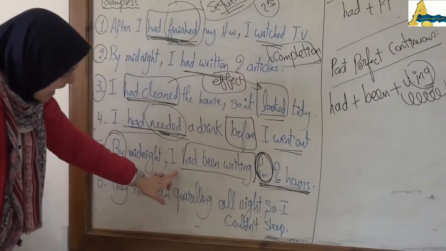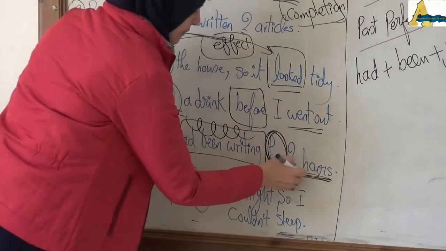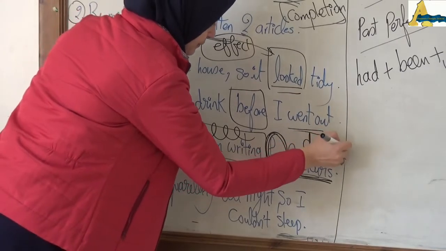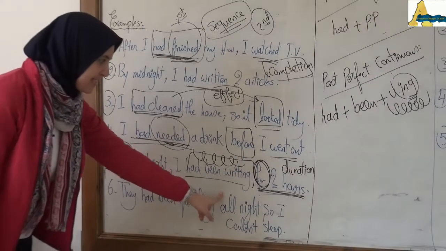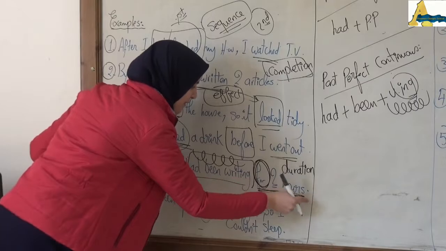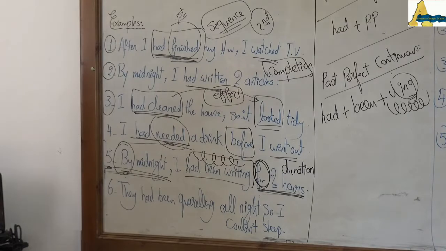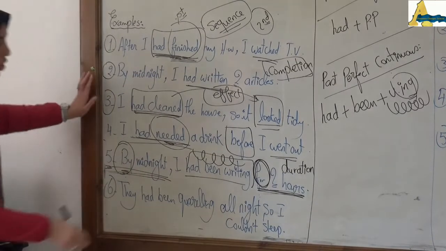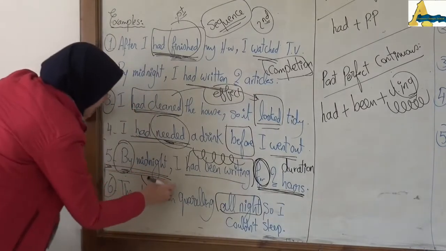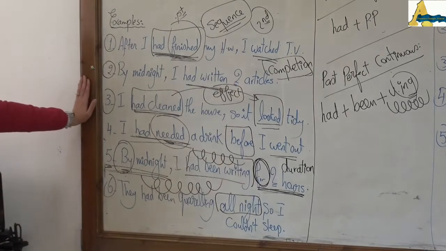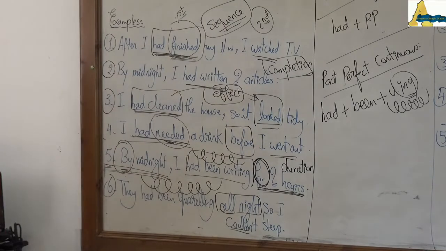By midnight, I had been writing for 2 hours. This is called what? Duration. So in the past perfect simple, I just mention the action. But in the past perfect continuous, I focus on the duration that the action took to be completed before a specific time or a specific action. Number 6. They had been quarreling all night. So all night refers to duration. So the action had been in progress. So what is the effect of this? I couldn't sleep. The effect is in the past.